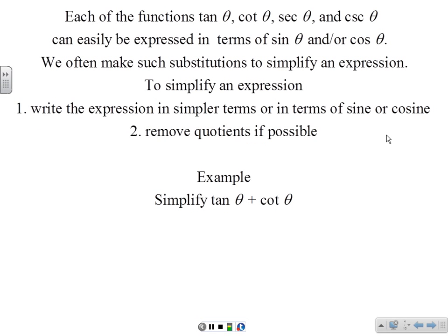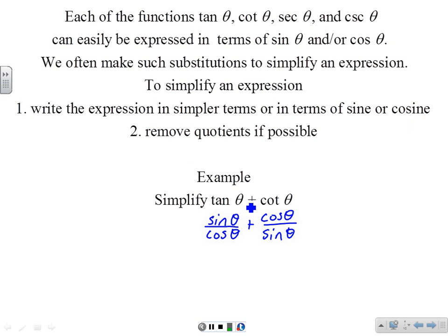It says to simplify tangent theta plus cotangent theta. Well, when I look at this one, I see tangent theta we know is the same as sine theta over cosine theta. And then cotangent theta is the same as cosine theta over sine theta. Now, it seems like we unsimplified that because now we have quotients. Well, remember the first thing we're going to do is write the expression in simpler terms or in terms of sine and cosine. So that's what we've done.